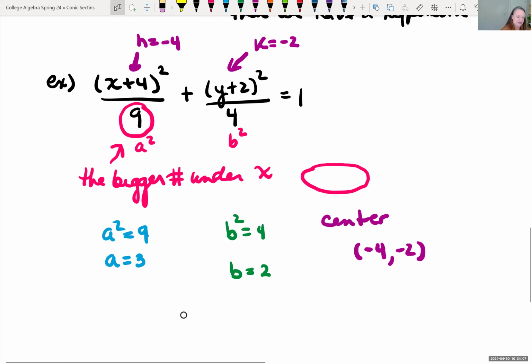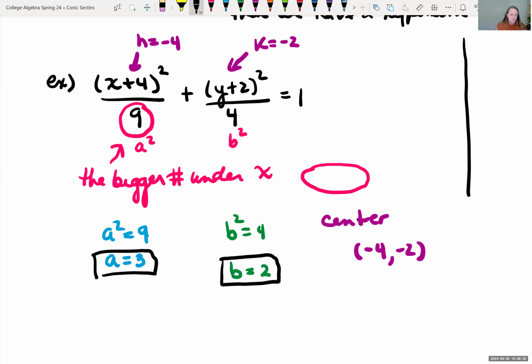So from this piece, we know how to graph this. We're just going to graph our center, and then we're either going to go left or right. In this case, the bigger number, a. And then we're going to go from the center up or down 2. So we're going to now look at plotting the center, which was -4. So going over to the left 4, and down 2, we have our center.